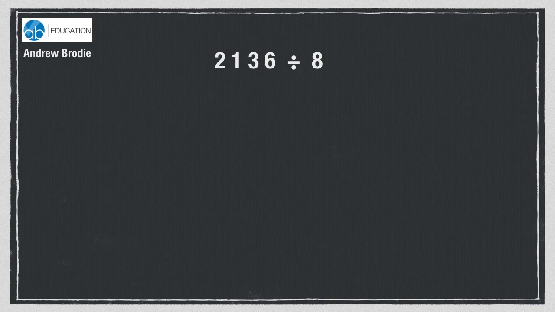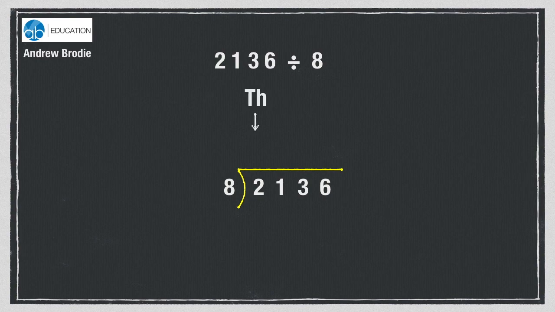2136 divided by 8. Write it in the diagram. Look at the 2000s first. How many 8's in 2? There aren't any, so the answer part of the thousands stays empty, and the 2 and the 1 are looked at together as 21. How many 8's in 21? There are 2 because 2 8's are 16, so there will be 5 left over to join the 3 tens.